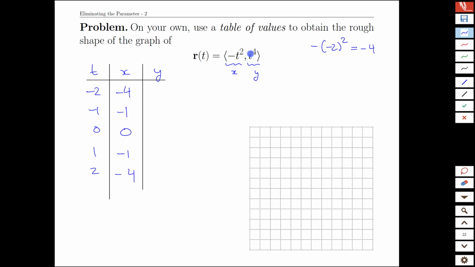Then we take a look at our t to the fourth, and that's a little more straightforward. 2 to the 4 is 16. 1 to the 4 is just 1. Negative 1 to the 4, rather, is just 1. 0. 1 to the 4 is 1. 2 to the 4 is 16. So what we're going to get from that is all the x's are negative. So we'll put our axis somewhere else. Let's put it here.